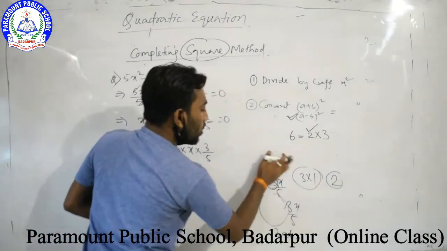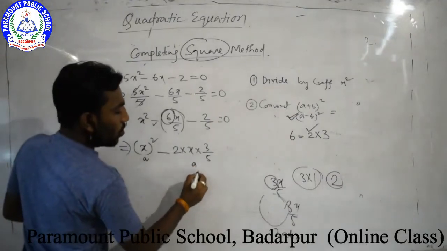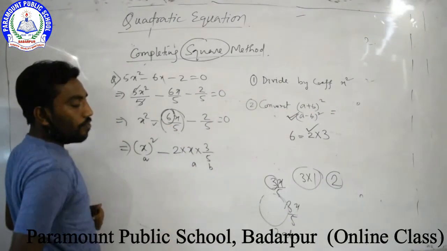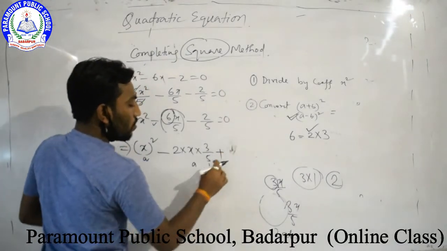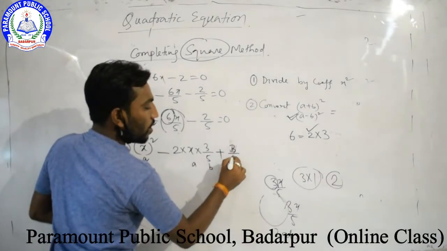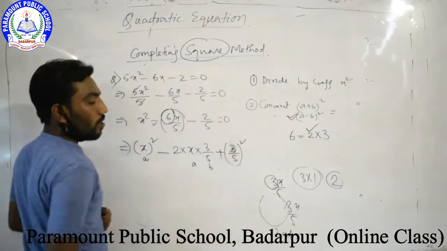So from the given condition we can see this is the value of a and this is the value of b. So our next formula is plus b square. So our b value is nothing but 3 by 5 whole square.